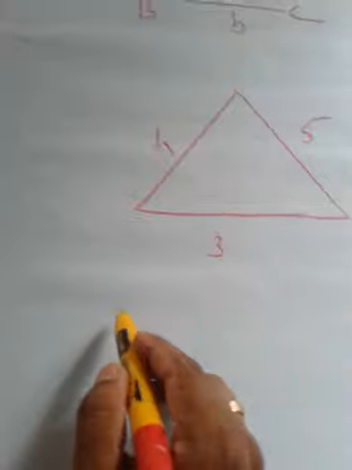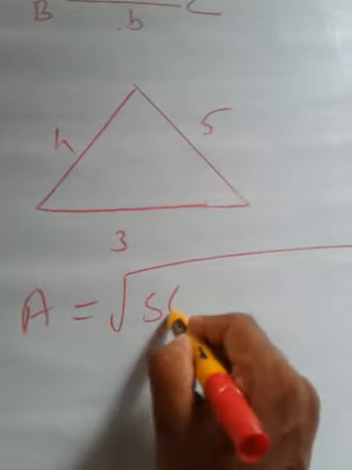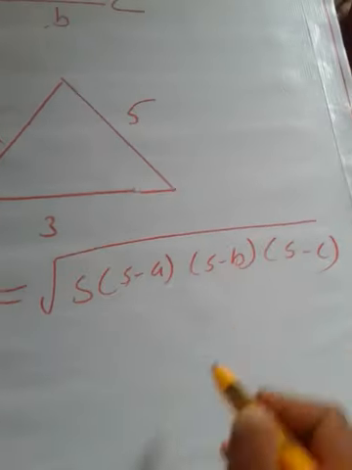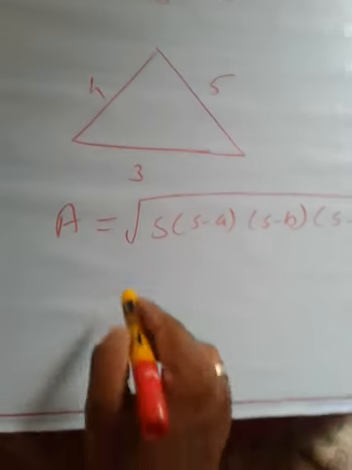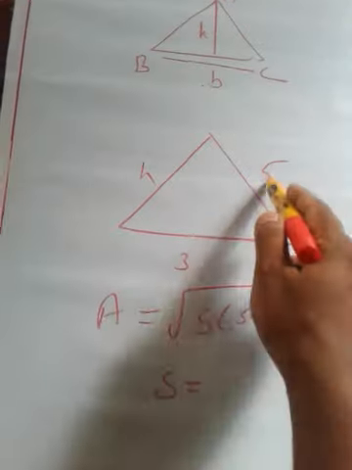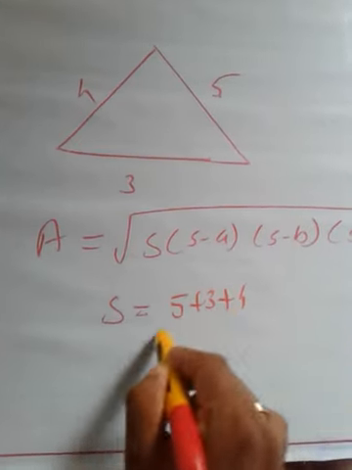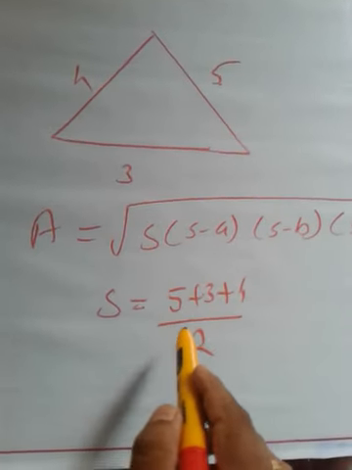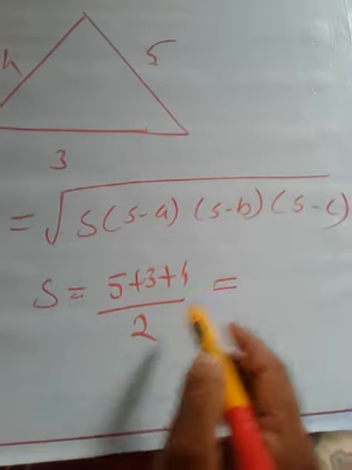Heron's formula, as you know, is area equal to square root of s into s minus a into s minus b into s minus c. Here s is the semi-perimeter. That means s is a plus b plus c by 2, otherwise 5 plus 3 plus 4 divided by 2, the sum of the three sides divided by 2. That is 5 plus 3 is 8, 8 plus 4 is 12, 12 by 2 is 6.